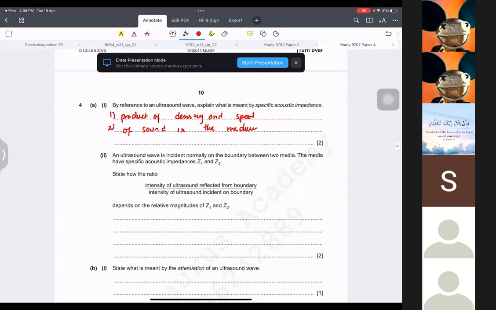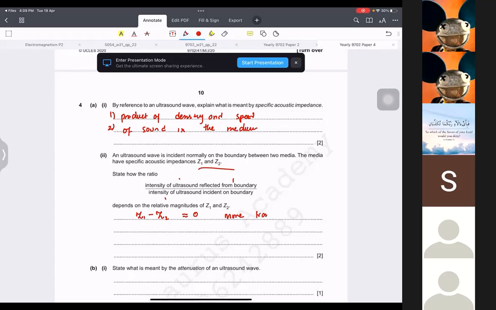Okay, the ultrasound wave is incident normally, and the media have specific acoustic impedances. Show that the ratio of reflected intensity at the boundary relates to the magnitudes. It's very close. It's very simple. If Z1 minus Z2 is equal to 0, right? So this means that there is going to be more transmission.